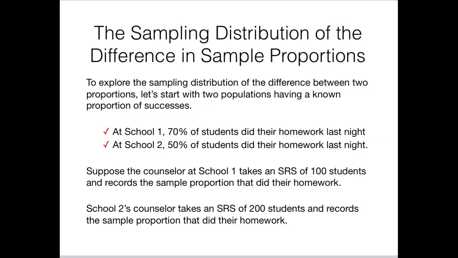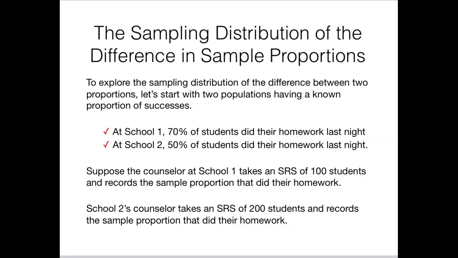What I now want to talk about today is the sampling distribution of the difference in sample proportions. So let's start by looking at an example with two populations having a known proportion of success. At school one, let's say 70% of students did their homework last night, and at school two, 50% of students did their homework last night.